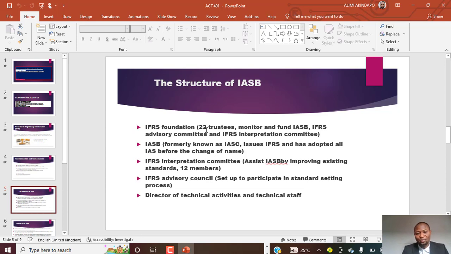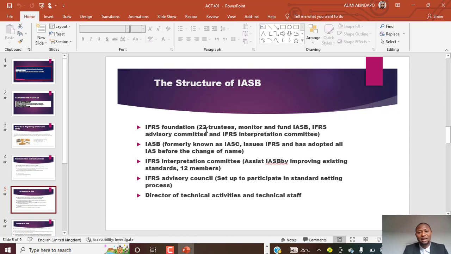The structure of IASB. The structure of IASB are: One, the International Financial Reporting Standard Foundation, which comprises 22 trustees. The IFRS Foundation is saddled with the responsibility of monitoring and funding the IASB, the IFRS Advisory Committee, and the IFRS Interpretation Committee.